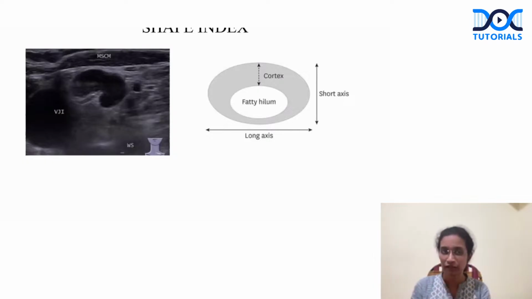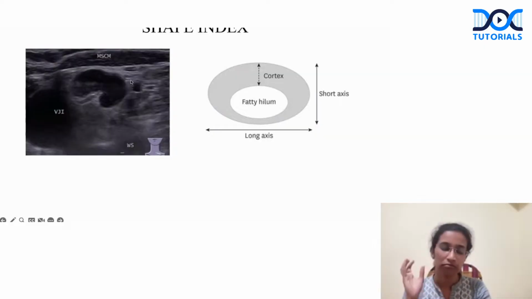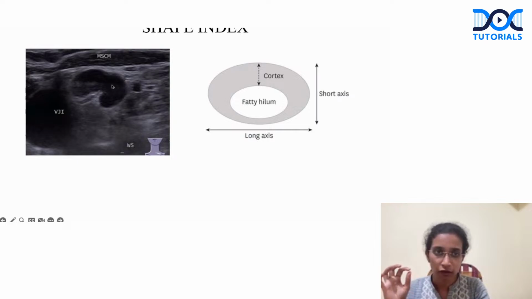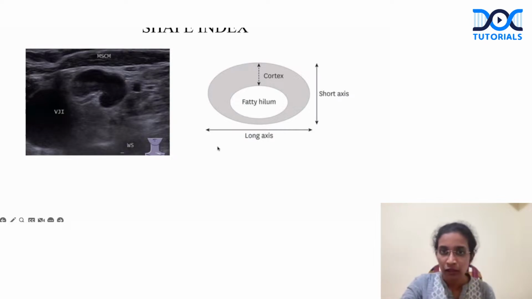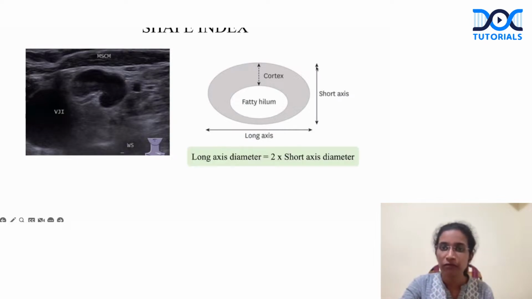Now, as I already mentioned, we'll discuss what the shape index is. So this is the ultrasound showing a normal classic oval or kidney shaped lymph node. See here, this is the long axis and this is the short axis. The long axis is two times that of the short axis. So that gives the classic oval shape to any normal lymph node.